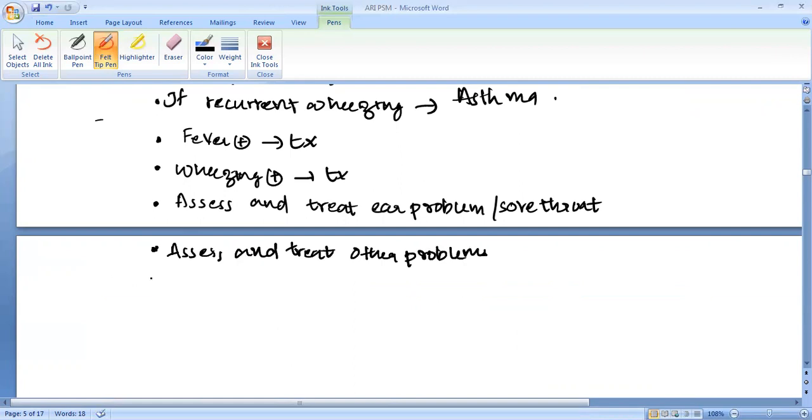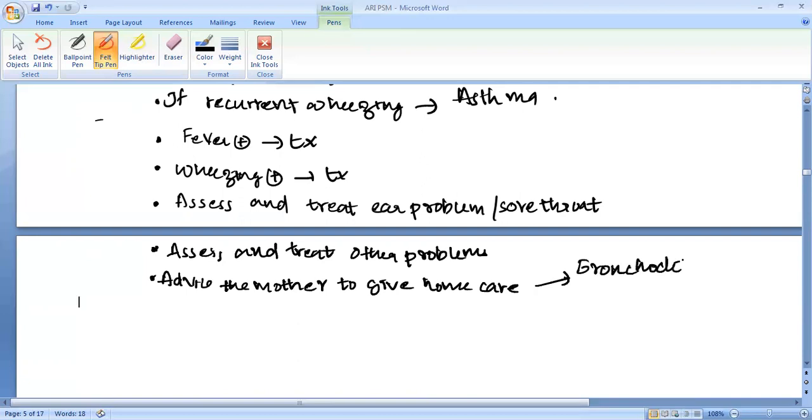So after treating, we have to advise this mother to give home care. What are the home care advices that we should give the mother? We should ask this mother to give inhaled bronchodilators for about 5 days. Or also we can ask this mother to soothe the throat with a safe remedy.